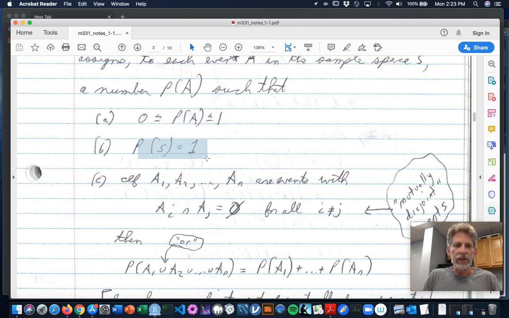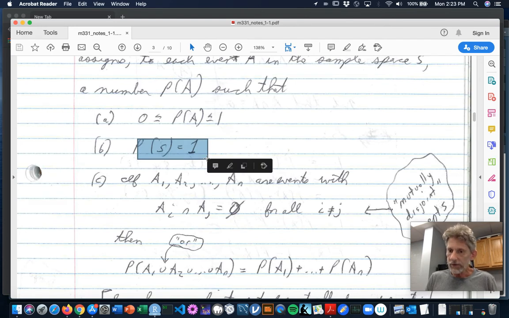Furthermore, that special event, the sample space itself, has to be assigned probability 1. P of S has to be 1, or I'm not calling this a probability function.